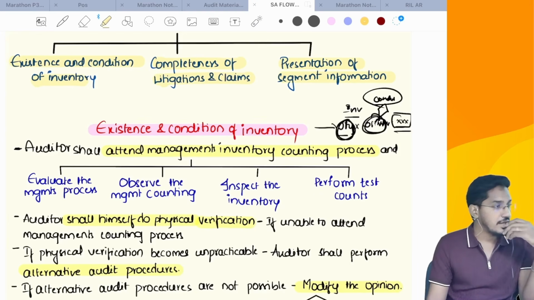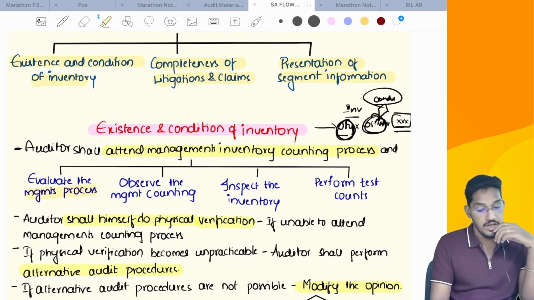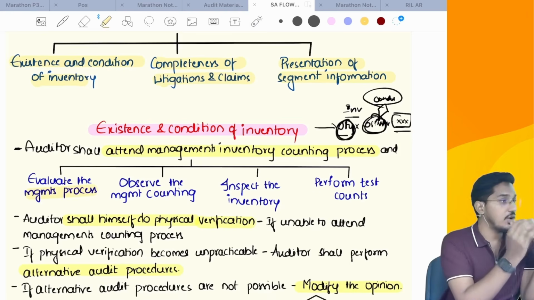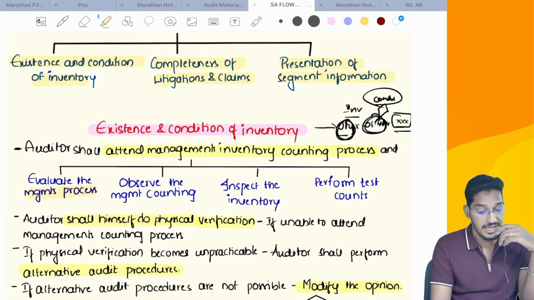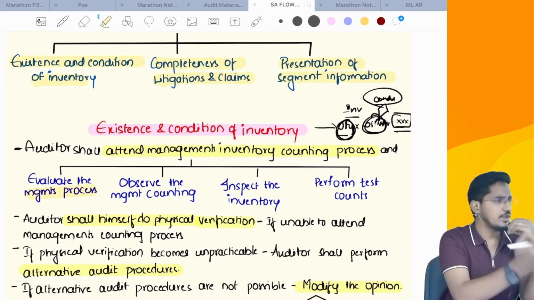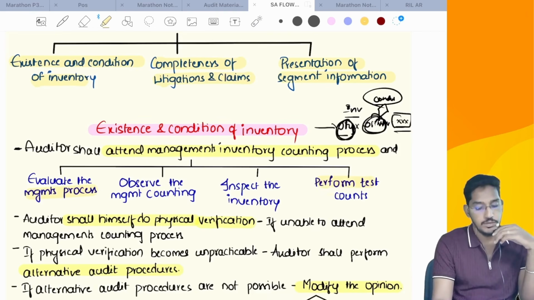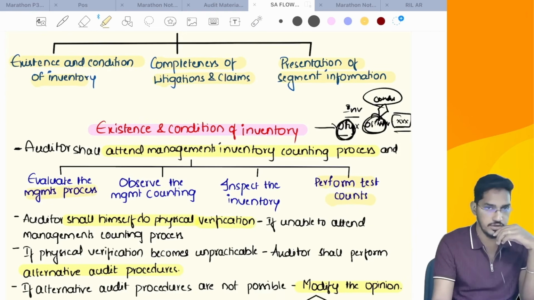So what you should do by attending that inventory counting is you have to evaluate the management process. So what processes is management following for doing that inventory counting? Then you observe. First you get the understanding of their plans. Then you sit and observe, whether according to the plans only they are doing the counting or they are doing counting in a different manner. Then inspect the inventory. So randomly walk here and there, just have a look at what condition the inventory is in. And if you are even feeling more bored, perform test counts. Randomly you go to some items and do the counting on your own.